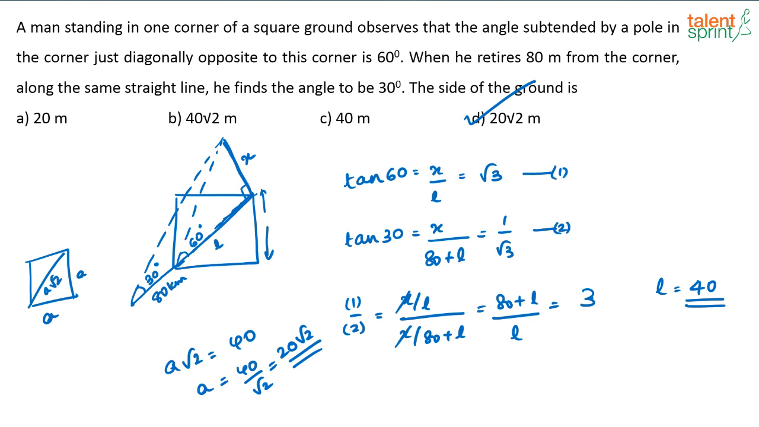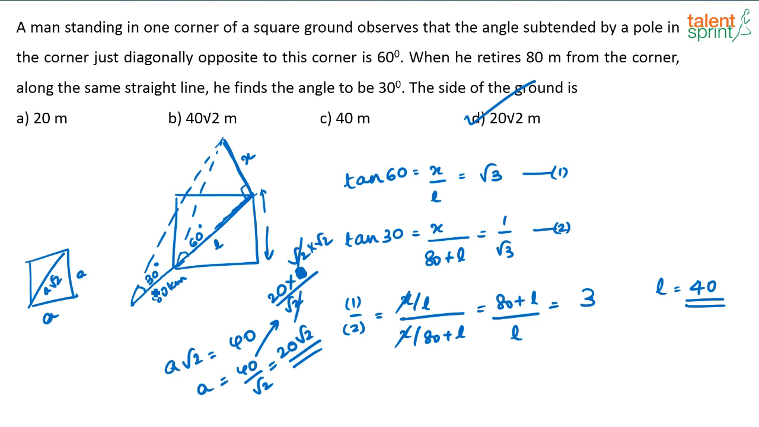Is it clear? I hope you know this part. 40 is nothing but 20 into 2 divided by root 2, correct? So 2 is what? Root 2 into root 2. 20 root 2. This is something that you all know, so I just wrote it directly. All of you got the answer?